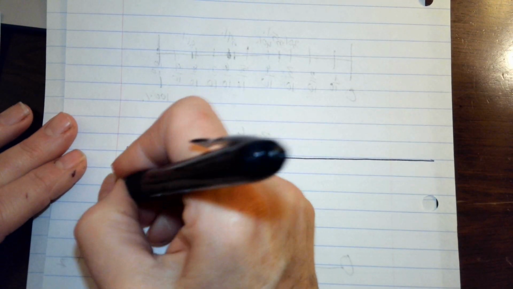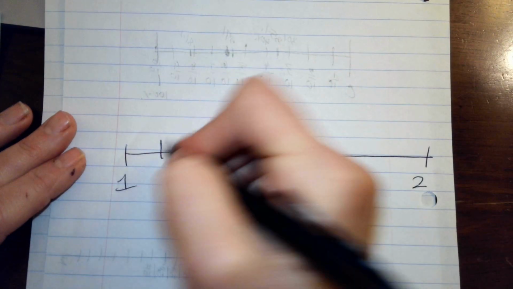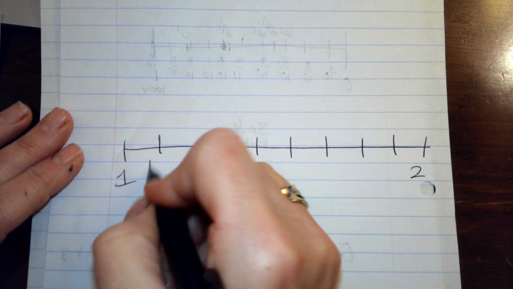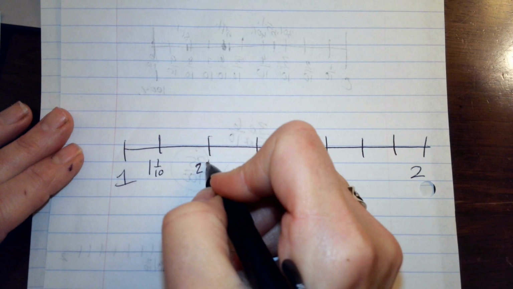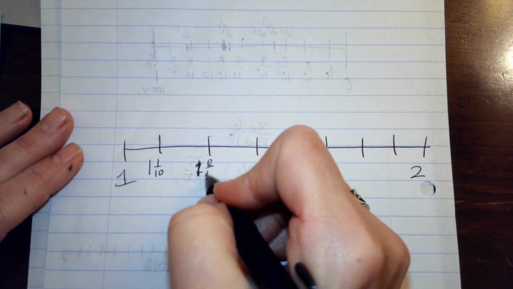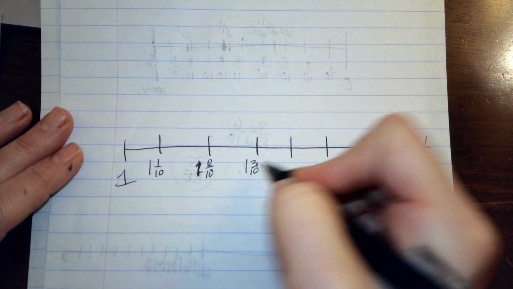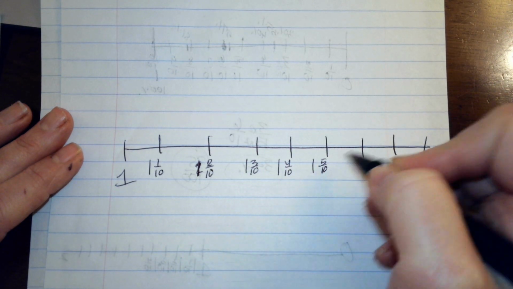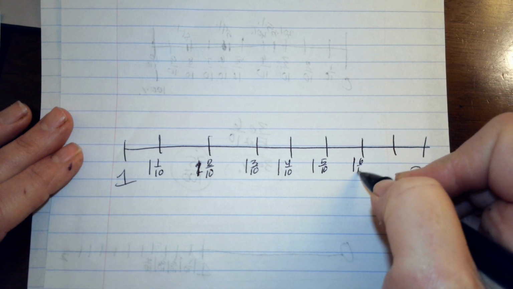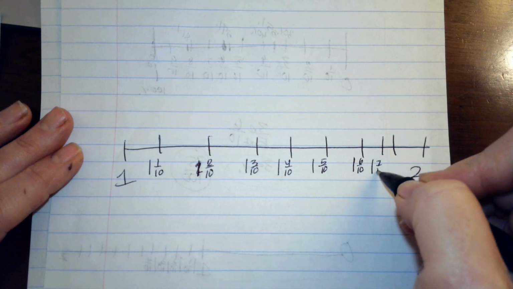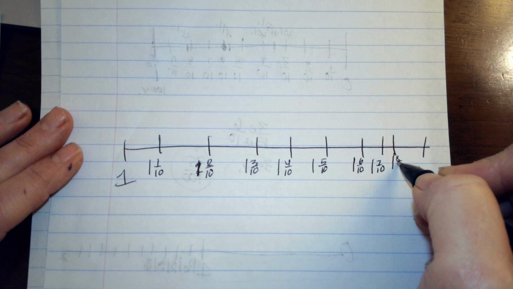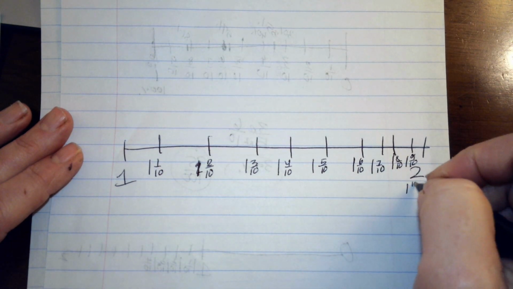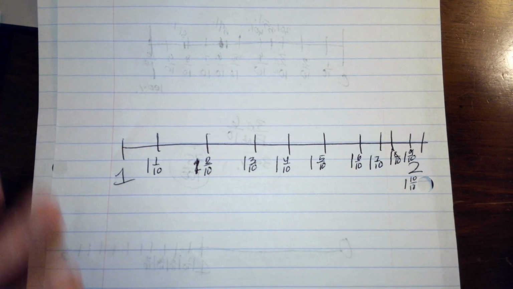if this is 1 and this is 2, I'm just making it bigger so you could see it easily. This is 1 1/10. This is 1 2/10. This is 1 3/10, 1 4/10, 1 and 5 tenths, 1 and 6 tenths, 1 and 7 tenths, 1 and 8 tenths, 1 and 9 tenths, and then this is 1 and 10 tenths. Does that make sense to you?